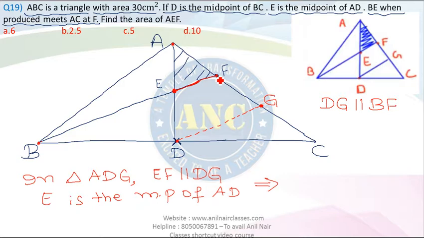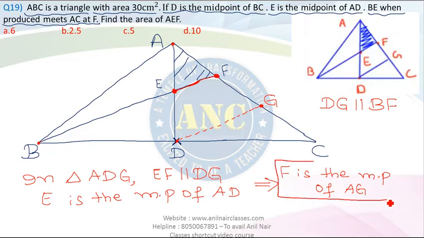So I can also say that F is the midpoint of AG because DG and EF are parallel and E is the midpoint of this line AD. Therefore, I can conclude that the point F is the midpoint of AG. So, very important point. F is the midpoint of line AG. I hope you are able to understand all these things.